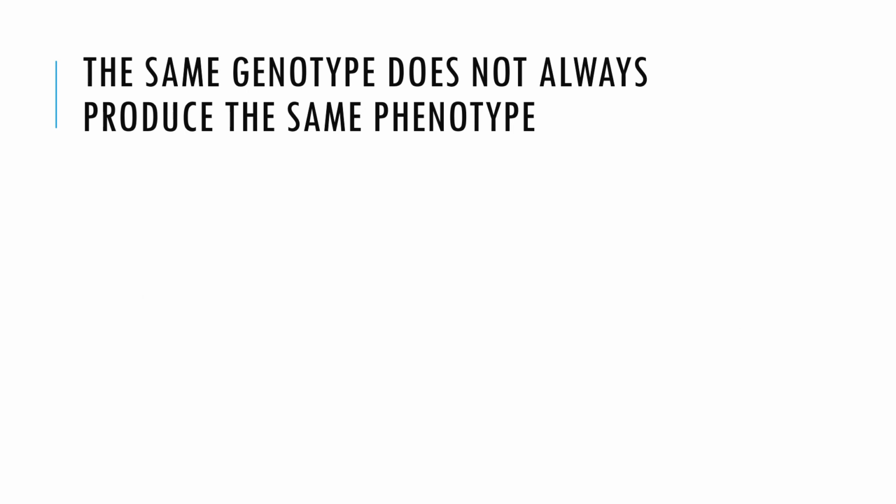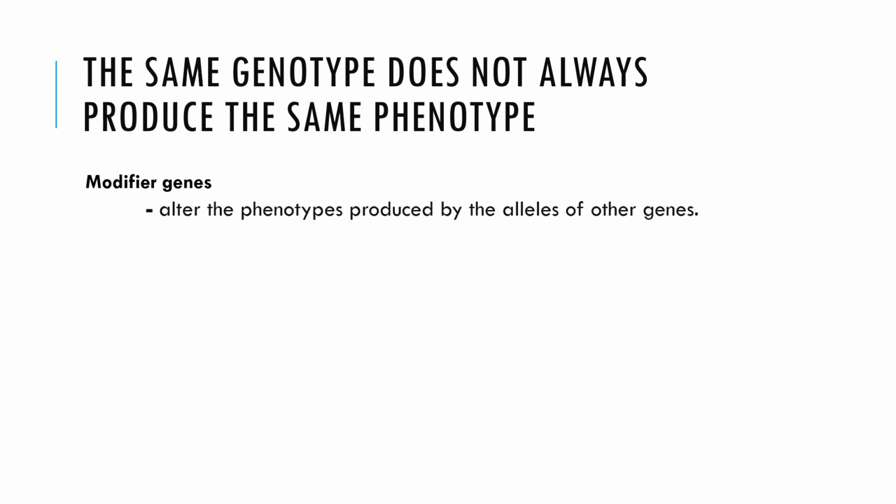Not all genes that influence the appearance of a trait contribute equally to the phenotype. Major genes have large influence, while modifier genes have a more subtle secondary effect. Modifier genes alter the phenotypes produced by the alleles of other genes. There is no formal distinction between major and modifier genes. Rather, there is a continuum between the two, and the cutoff is arbitrary. Modifier genes influence the length of a mouse's tail.